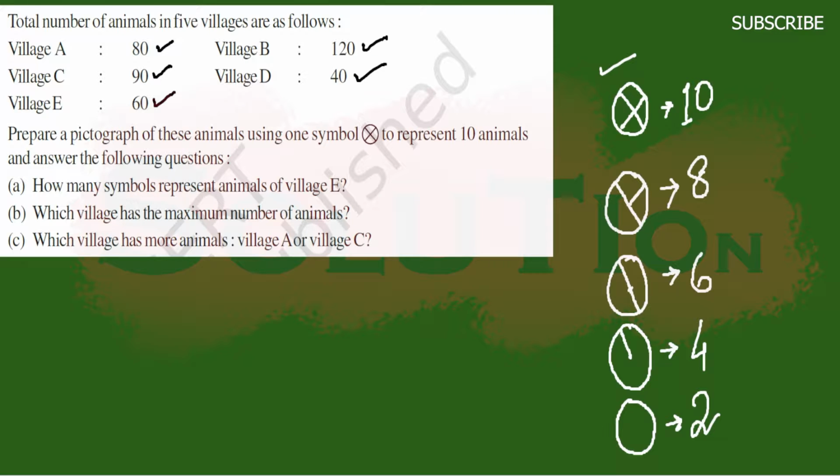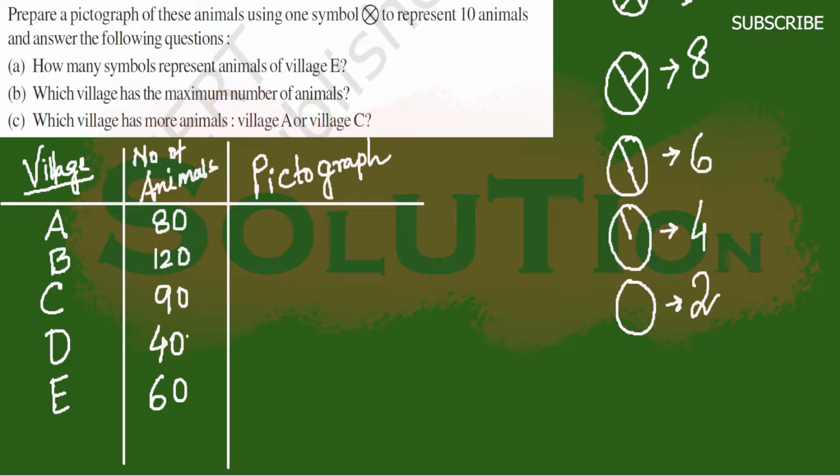Okay, so now let us do our table. So this is our tabular form. I have taken village and number of animals. So I have 5 villages, A, B, C, D, E. For the number of animals I have taken, A is 80, then B 120, like this. Village wise I have arranged the number of animals.